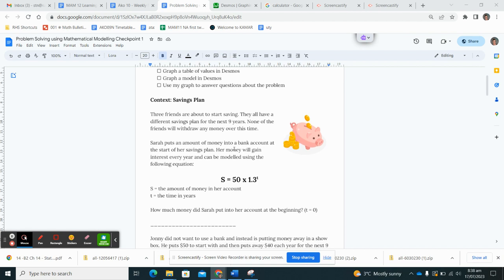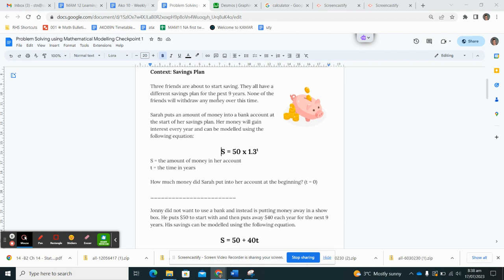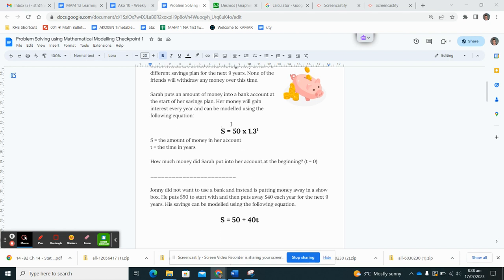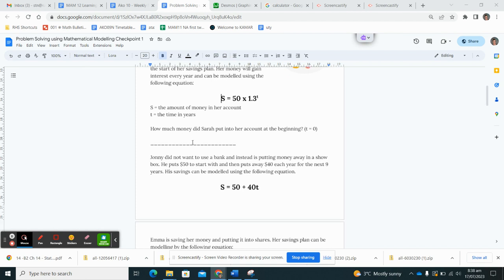So you can see here that we've got 3 friends who are putting together different saving plans, and they are looking to save over the next 9 years, and none of them will take out any money once they start their savings plan. So the first person here who's got a plan is Sarah, and her savings plan is how much money is in her account is equal to 50 times 1.3 to the power of t, which is the time in years. And this very first question asks you to figure out how much money did Sarah put into her account at the beginning when t equals 0 years.